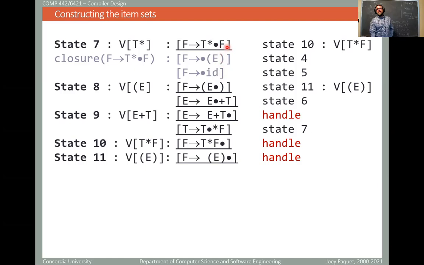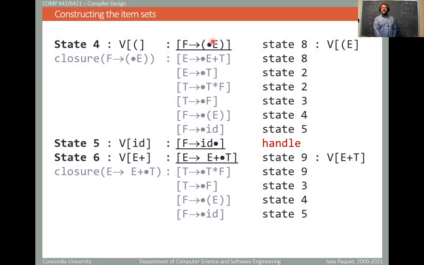Then I can have a transition if I have F here. You see that this F here is not grouped with any of these here. So that's essentially V of T times F, state number 10. Then I can go V of open parenthesis, state 4, V of ID, state 5. Again, I repeat, these ones are not, for example, V of T open parenthesis star, because these are not grouped with any of the starting items.